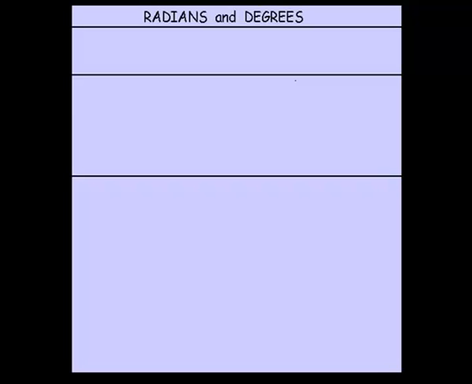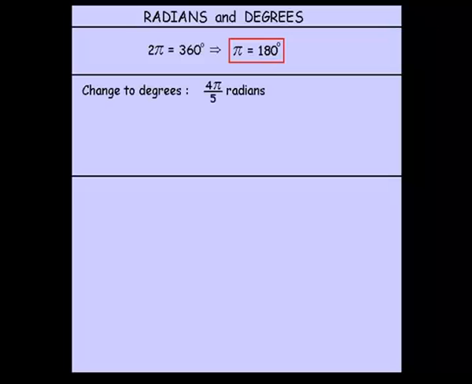We now look at some work on radians and degrees. Now 2 pi radians is equal to 360 degrees. So in other words, when we talk about a full circle, we're talking about 2 pi radians. And that will simplify to pi equals 180 degrees.